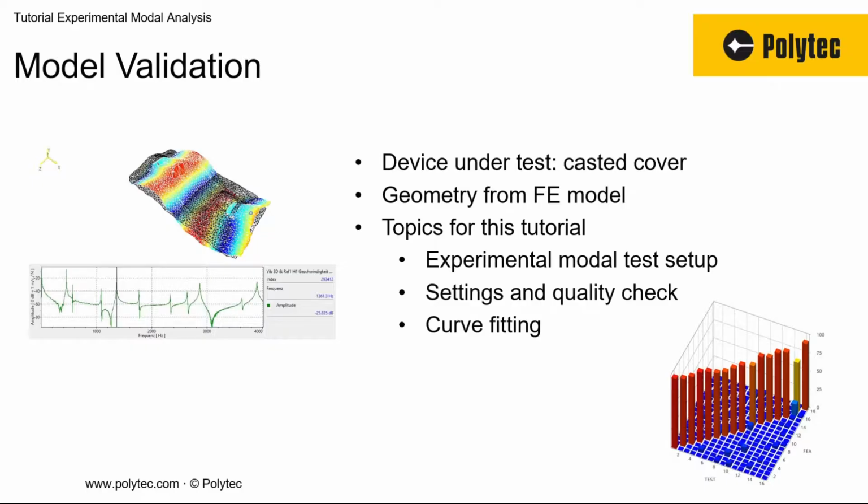For the model validation, we use as a test case a casted cover, where we get the geometry from a FE model. We will show the actual setup of the 3D scanning laser vibrometer, define the necessary parameters, and do a quality check of the setup. We also touch the post-processing of the data in a curve fit to extract the modal parameters.